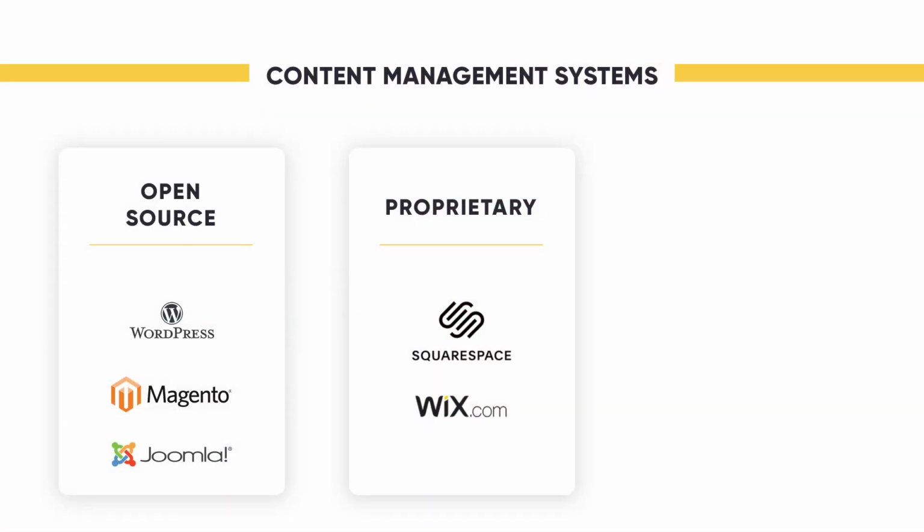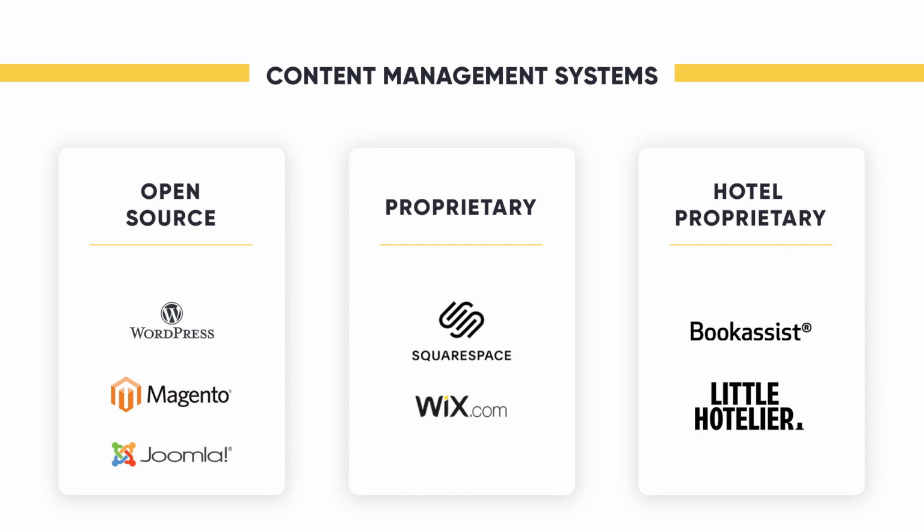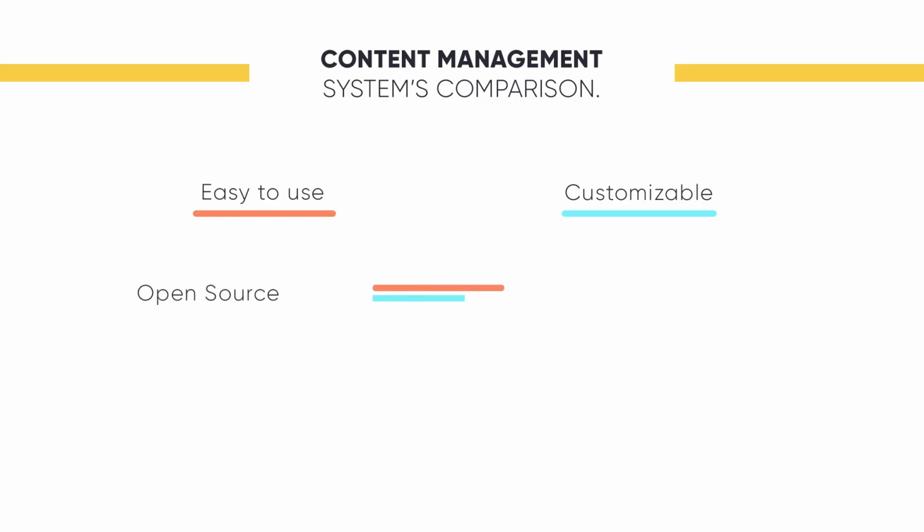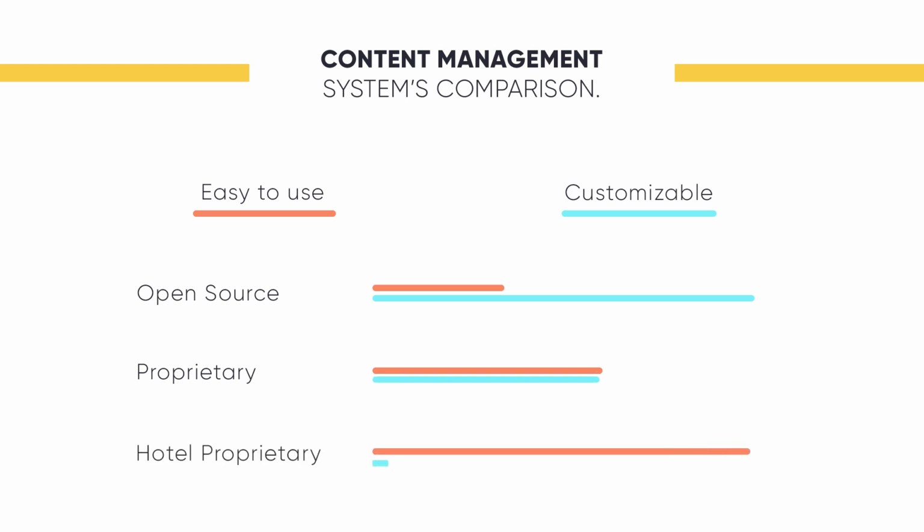Hotel proprietary. These are just like the proprietary systems we just discussed, so you're locked into their system, but specifically developed for hotels. For example, Book Assist or Little Hoteliers. These systems can be very interesting because you have very little setup time and maintenance to do, but there is also no flexibility. You have to take what they're offering and then it's really simple to work with. What exactly the best solution is for your hotel, as so often, depends. You really have to look into the different options when you evaluate any new website project.